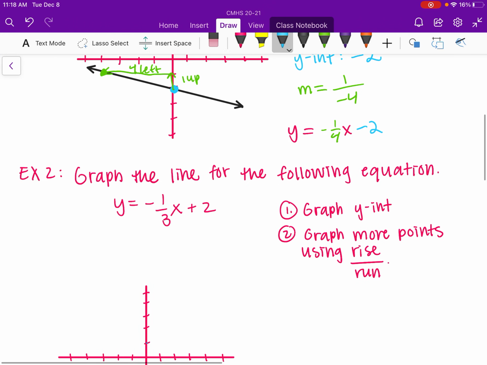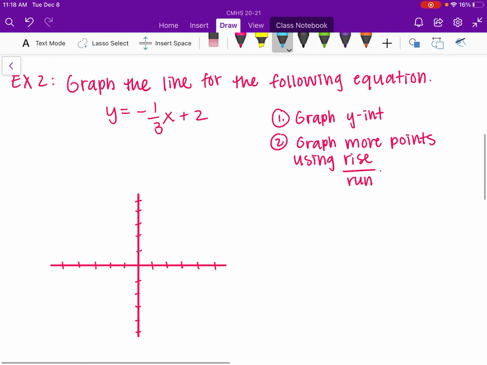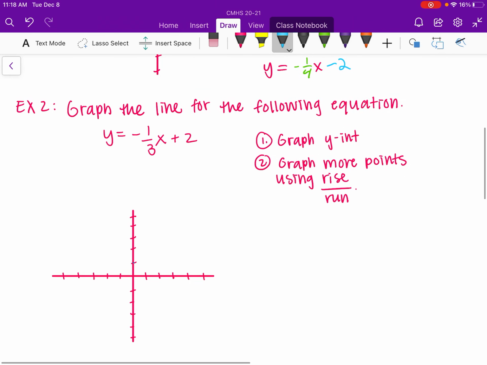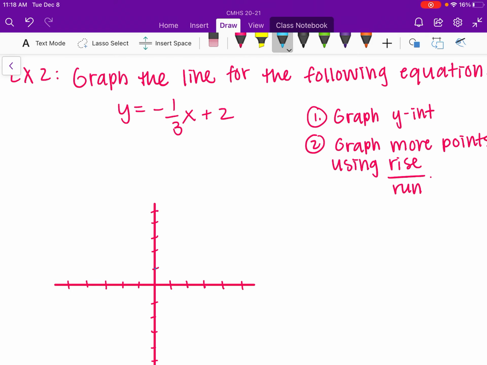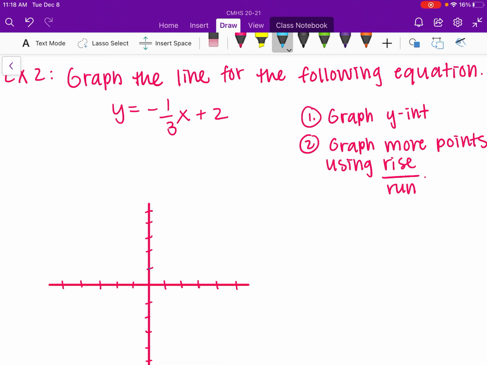What about if we do the opposite? Example 2 says graph the line for the following equation. This time we're going to go the opposite. We have an equation, and we have to create the line. This is very similar, okay, and I wrote the steps to the right for you as well. So step number 1, graph the y-intercept. Here is the y-intercept, the b, and here is the slope, the m. We know that from our equation.